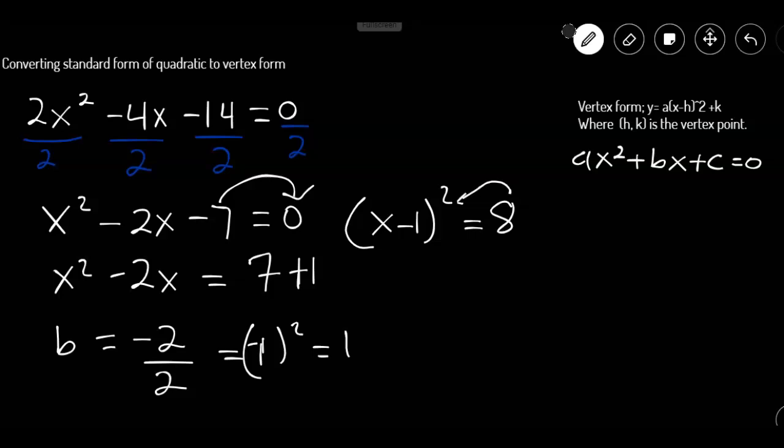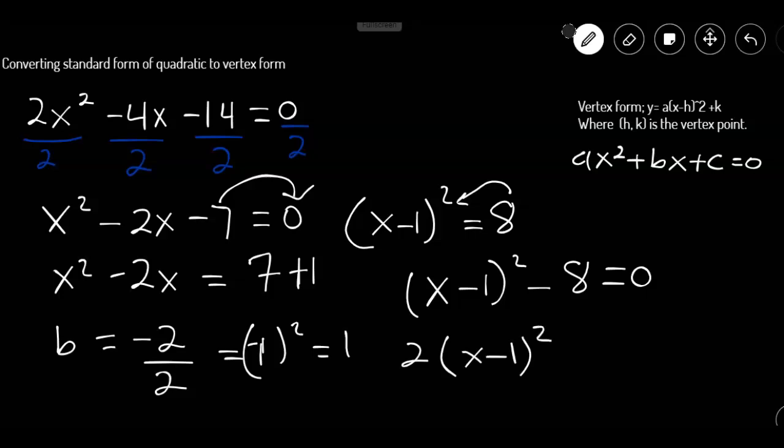And then finally we bring it inside and we get x minus 1 all squared minus 8 equals 0. We can bring back the 2 that we divided to get the original. So it becomes 2 times x minus 1 all squared, and we have to multiply this one by 2 too, so we get negative 16. And then we're done.